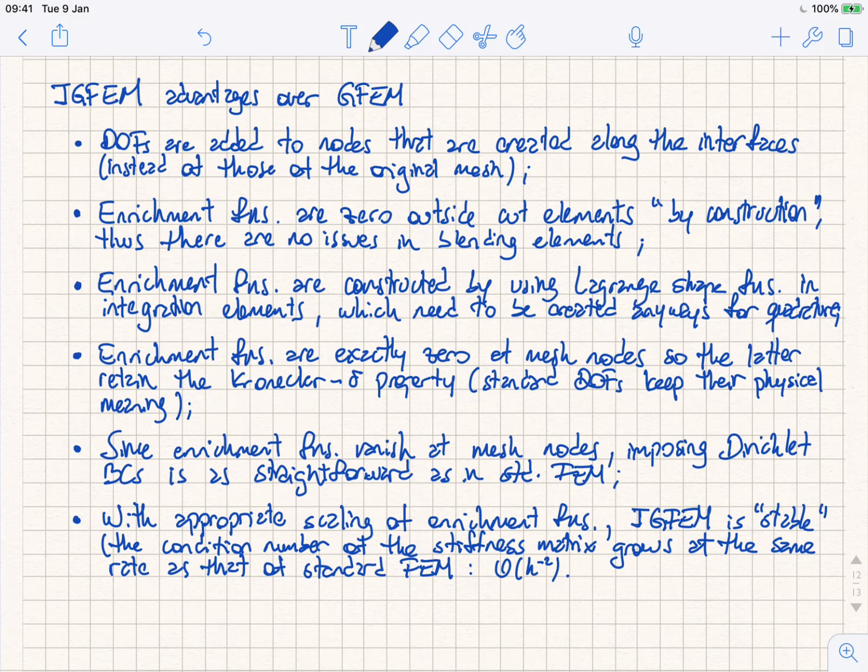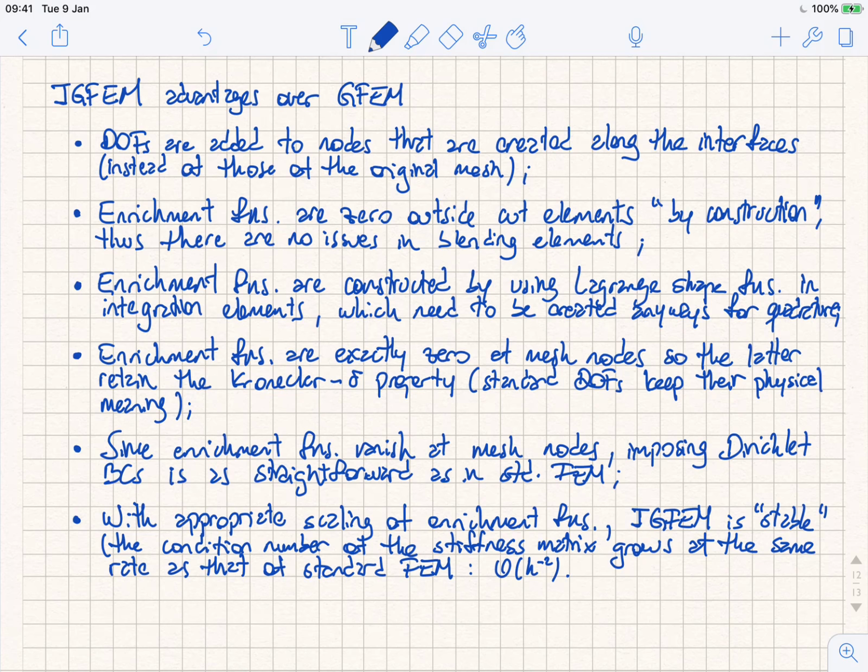What we showed is that with IGFEM, if you provide a scaling of enrichment functions, the method remains stable. And we also showed that even if you don't scale those enrichment functions, in which case your stiffness matrix is ill-conditioned, you can apply a simple preconditioner to the method, some Jacobi-like preconditioner, and then you recover stability. So this is really nice. This is basically a summary of the advantages of IGFEM over GFEM or XFEM. So with this, we basically finish IGFEM.